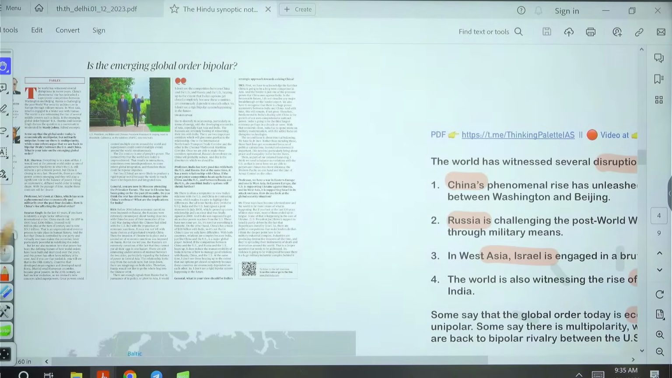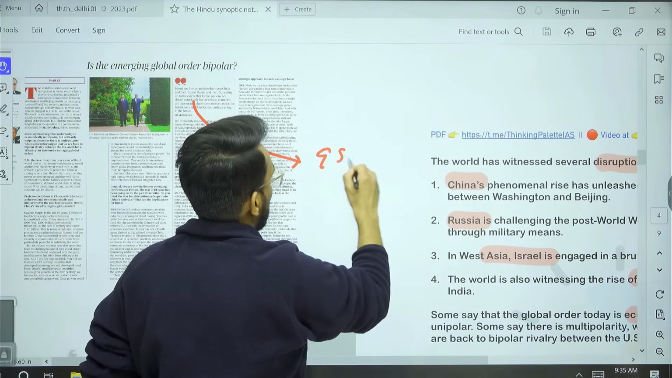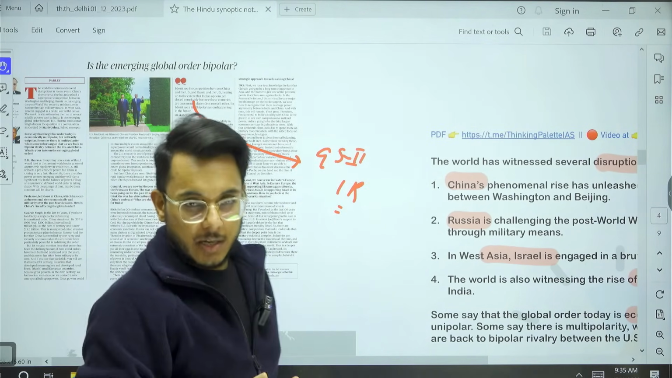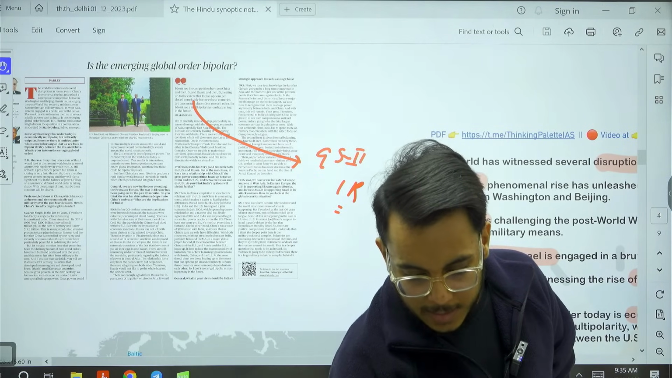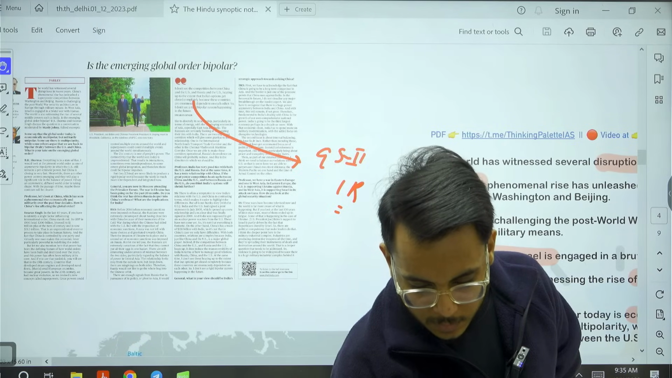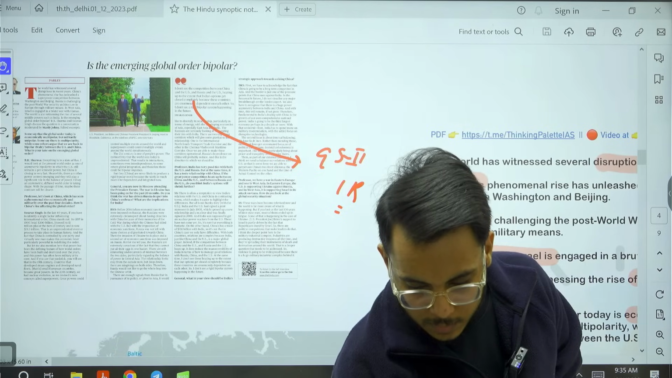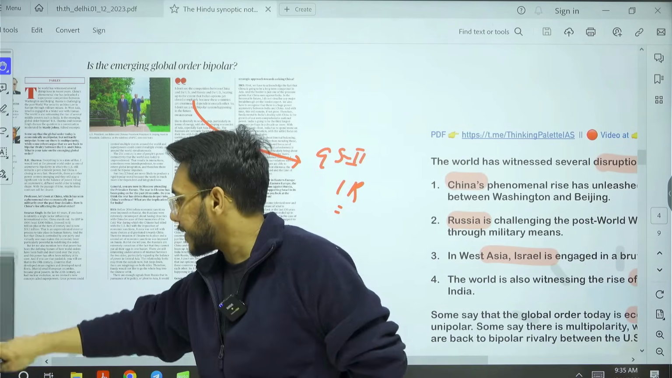Is the emerging global order bipolar? Now this is a very good article with respect to GS paper number 2, international relations, international affairs, global order, etc. Now let's take this particular article.